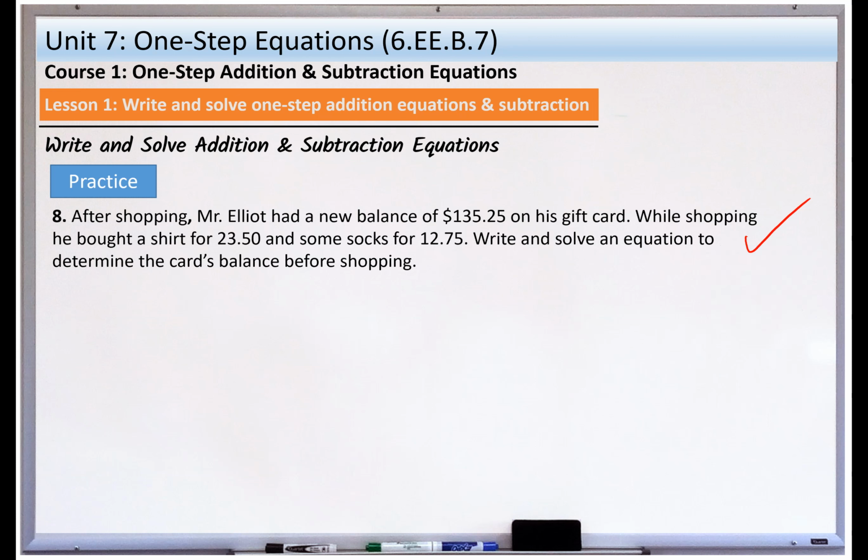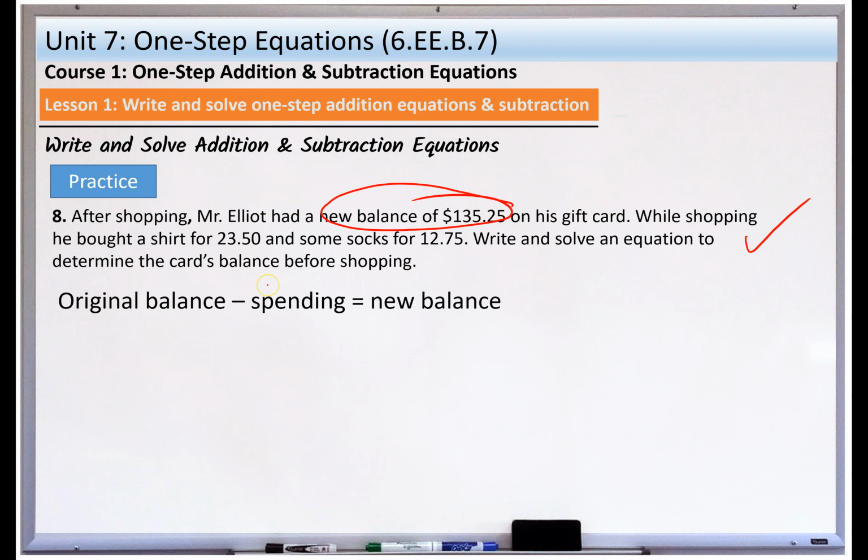After shopping, Mr. Elliott had a new balance of $135.25 on his gift card. While shopping, he bought a shirt for $23.50 and some socks for $12.75. Write and solve an equation to determine the card's balance before shopping. Okay, so just in general, your original balance minus what you spend gives you a new balance.